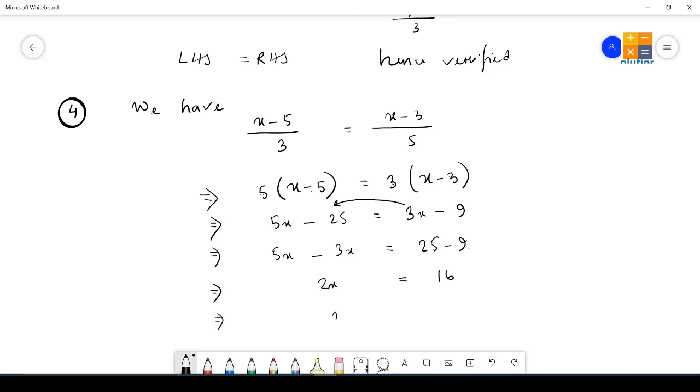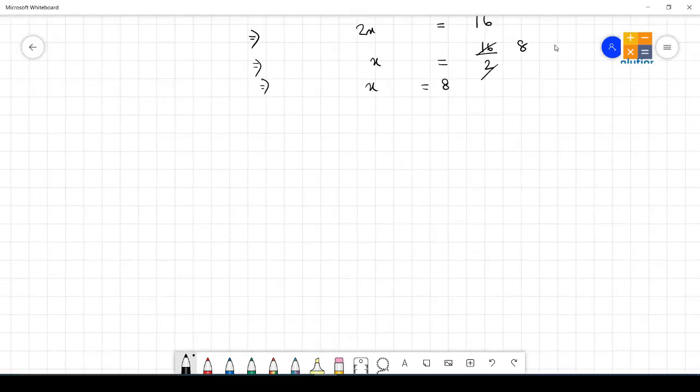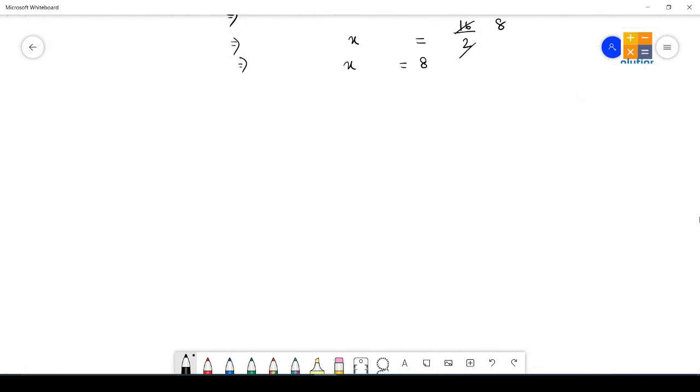Now to get value of x, we have to divide both the sides by 2. 16 by 2 I get here. Then the result comes as 8. So what conclusion can we draw here? X is equal to 8. After that, coming to the verification part. In the verification part, on the left hand side and right hand side, I have to put a value 8 in place of x. So here goes the verification part.